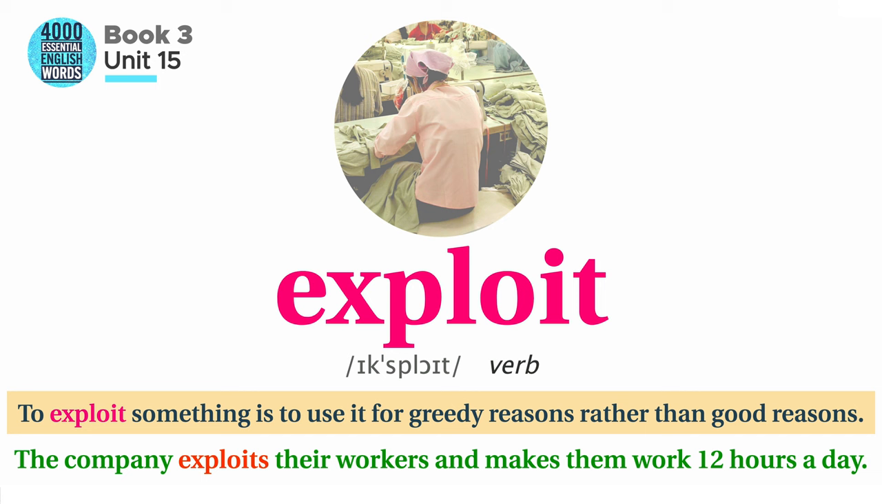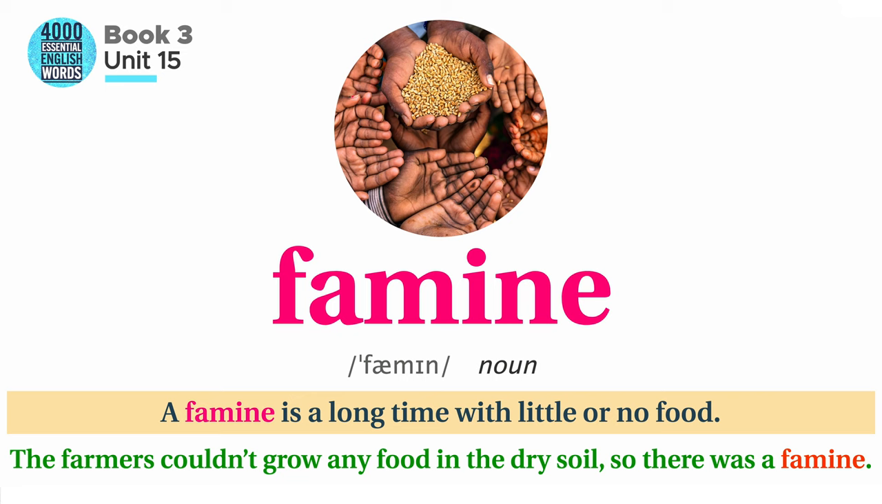Exploit. To exploit something is to use it for greedy reasons rather than good reasons. The company exploits their workers and makes them work 12 hours a day. Famine. A famine is a long time with little or no food. The farmers couldn't grow any food in the dry soil, so there was a famine.